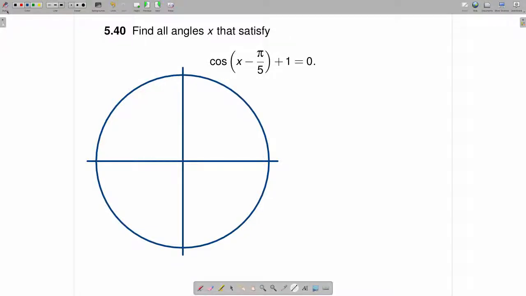Find all angles x that satisfy cosine of x minus pi over 5 plus 1 is equal to 0. One way to solve this equation is to start with the equation as it is.